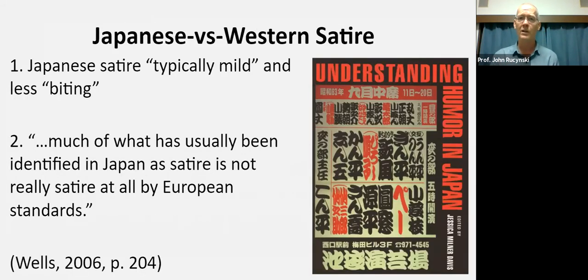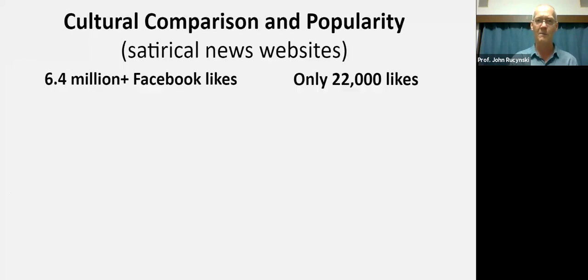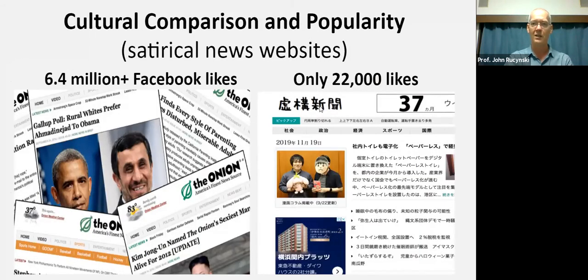Okay, people that have written, just to compare Japanese and Western satire, modern Japanese satire is considered very mild, not as political as European, Western, English-speaking satire. And if you compare social media, the Onion, again, the Onion is very international, but over 6 million Facebook likes. The Kyoko Shimbun is a Japanese satirical newspaper website, but only 22,000 likes. Aww. So even the Rising Wasabi, which mostly targets foreign residents of Japan, has more likes than the Kyoku Shimbun. So not a very popular type of humor yet in Japan.